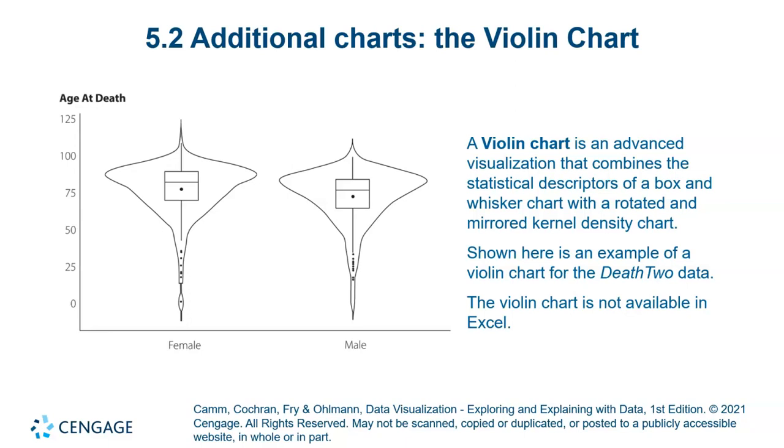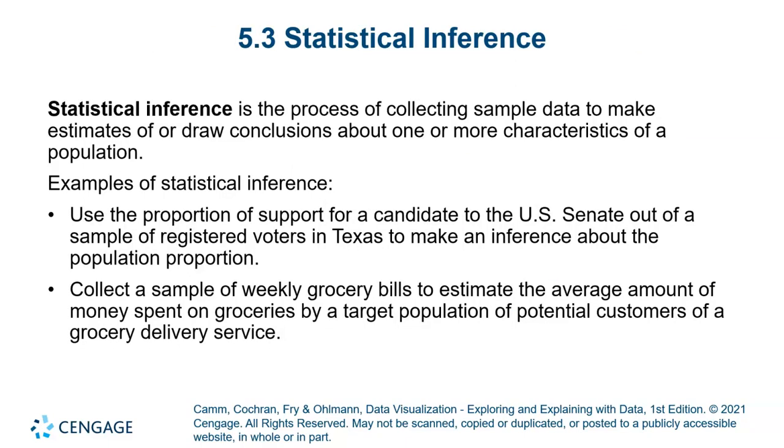So the violin chart is an advanced visualization. It combines the description of the box and whisker chart with the rotated and mirrored kernel density chart. When you combine the mirrored kernel density chart with the box and whisker, that is called a violin chart. And here is the data for male and female death ratios.